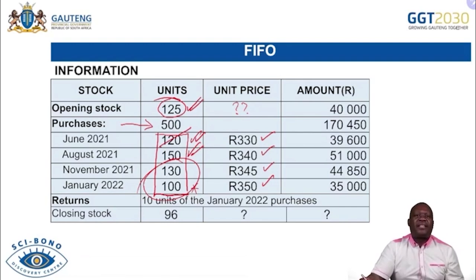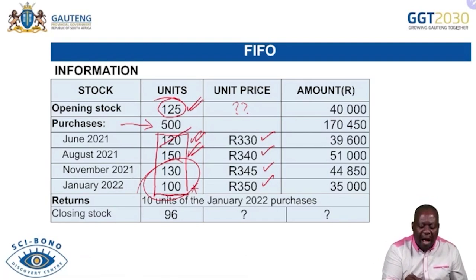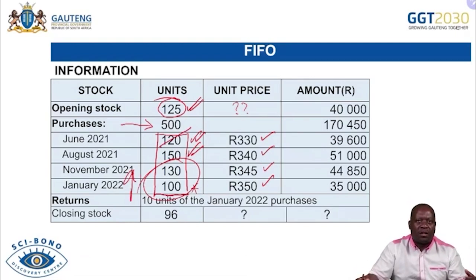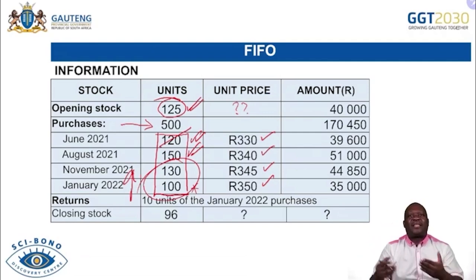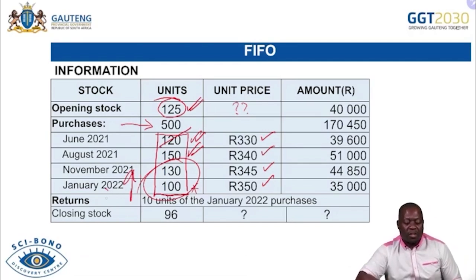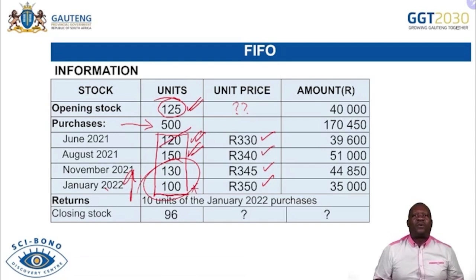Now, when calculating closing stock, I always say this is the bottom-up method. We start at the bottom because we are very sure that the bottom batches are still there. They have not been sold because we started with the earlier batches. The most recent batches are still there because they have not been sold. So it means the January batch can never have gone before the November batch of 2021. So now we want to establish the value of our closing stock.